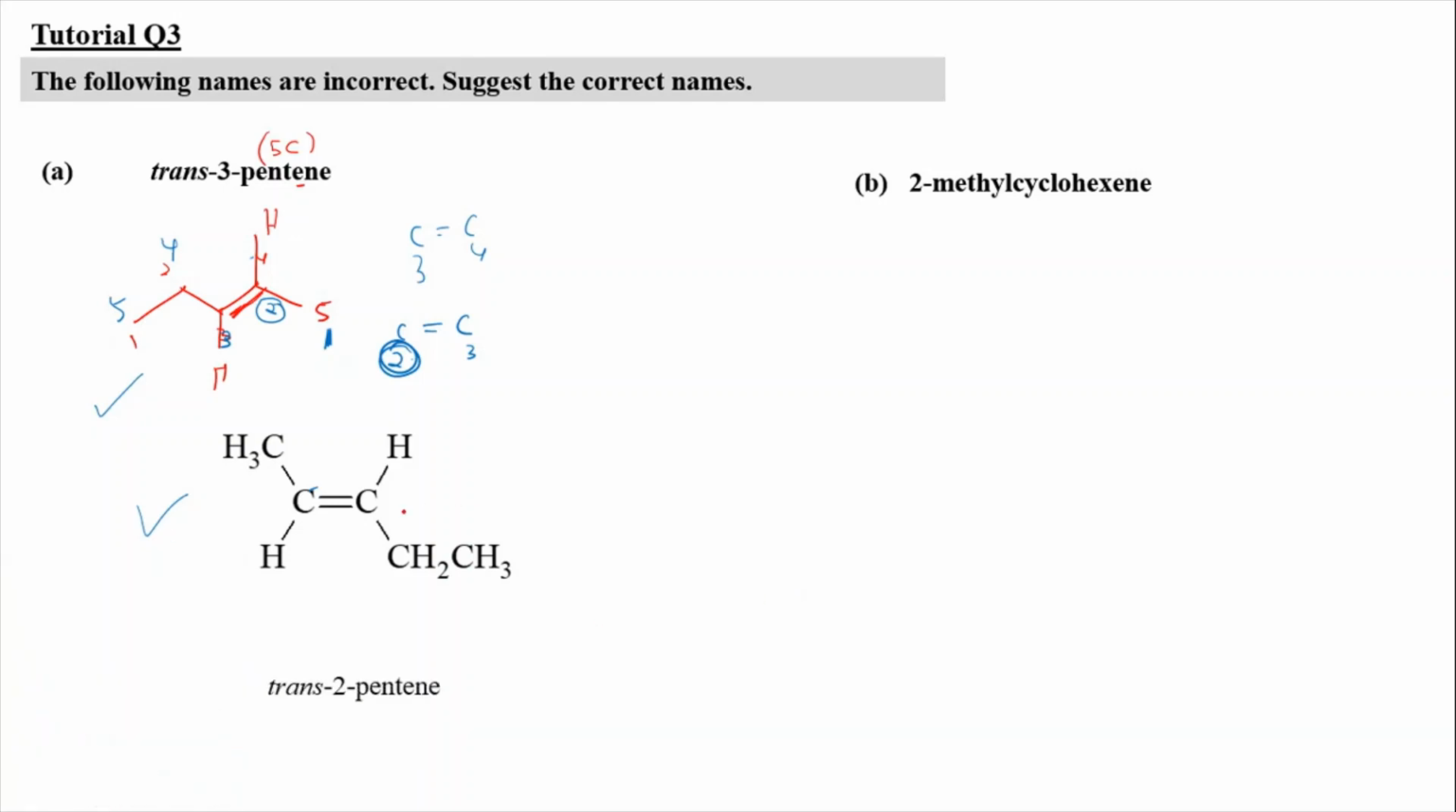And the name is supposed to be trans-2-pentene, because the double bond will be at carbon number 2 and carbon number 3. So it should be number 2, and trans-3-pentene is wrong.